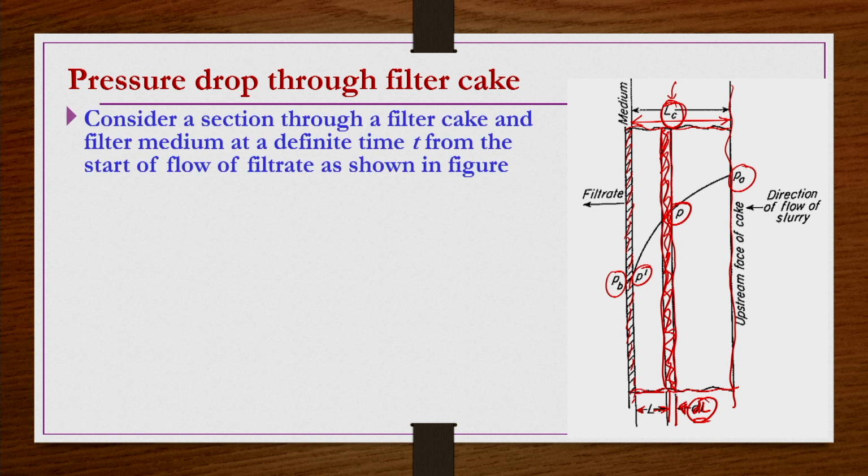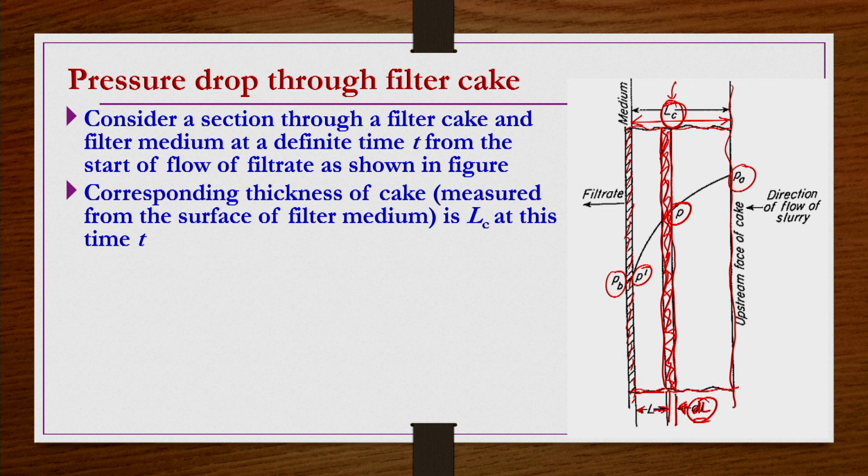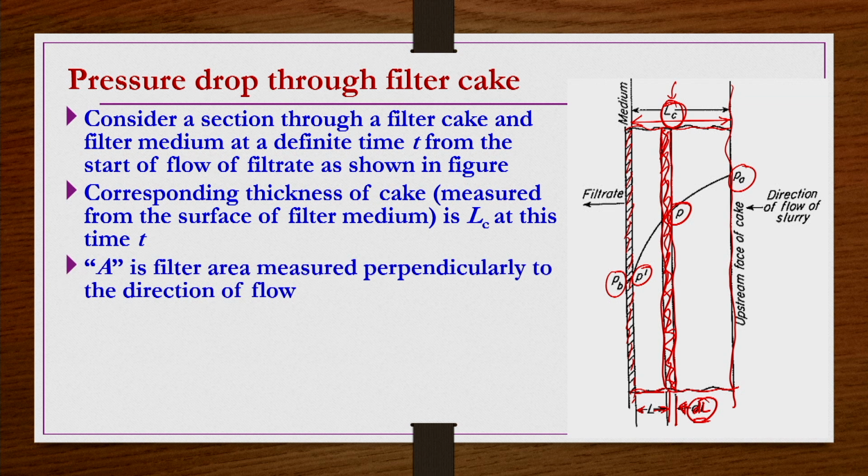Consider a section through a filter cake and filter medium at a definite time t from the start of flow of filtrate, as shown in the figure. The corresponding thickness of cake, measured from the surface of the filter medium, is Lc at this time t. A is the filter area measured perpendicular to the direction of flow, that is, the area of the filter medium exposed for the filtration process.